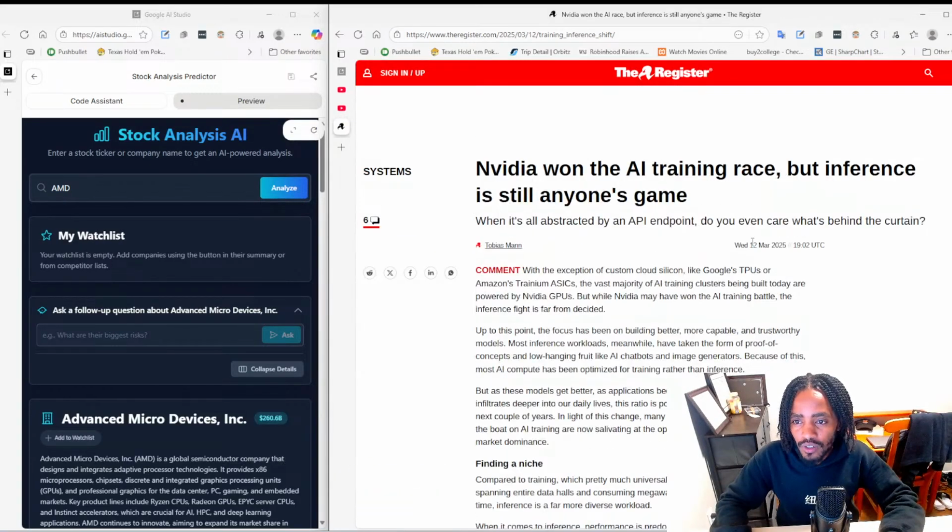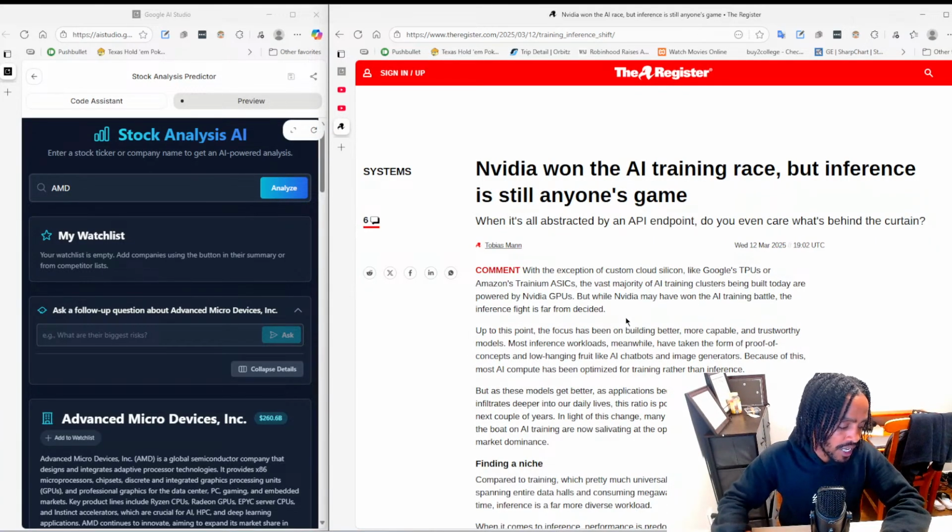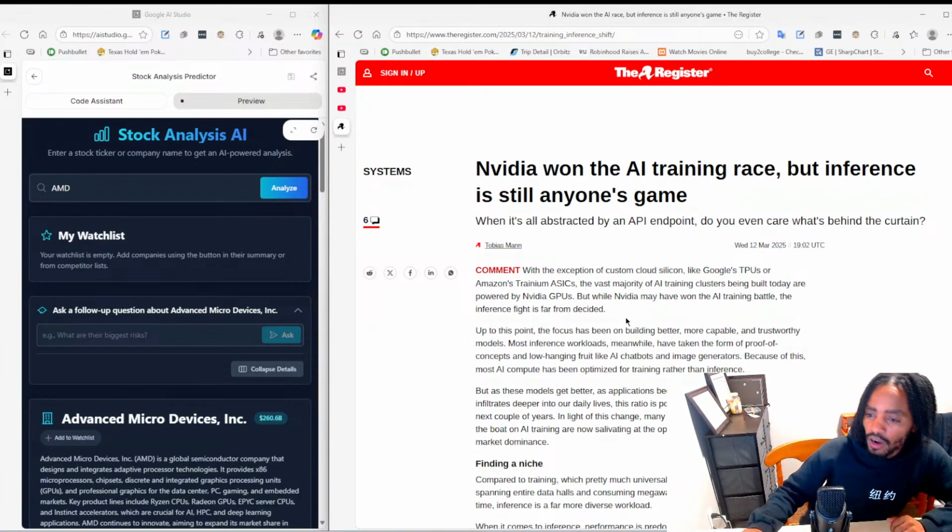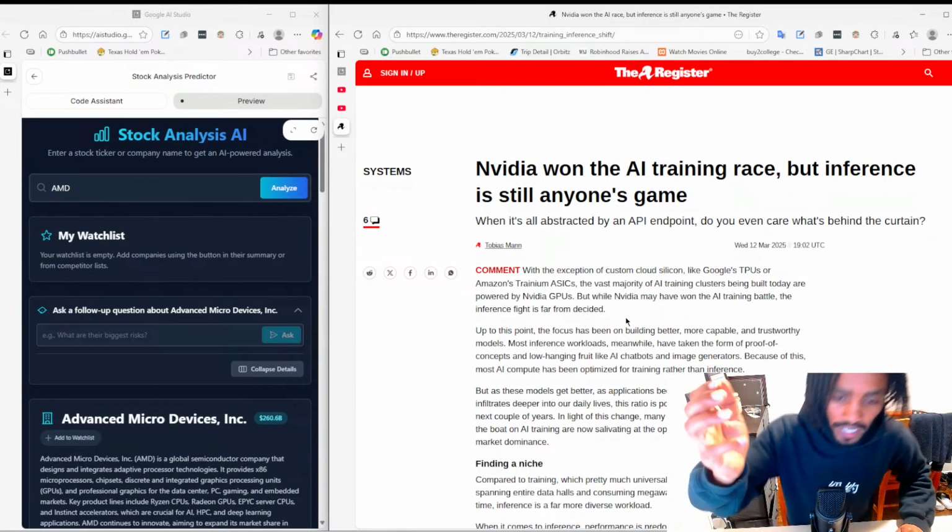So I wanted to pull up this article. Obviously, it was written in March, but NVIDIA won the AI training game. That we know. And NVIDIA, whoops, I hate when people say NVIDIA. NVIDIA has obviously won the AI game.